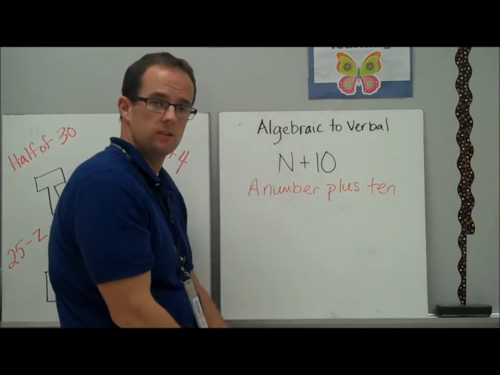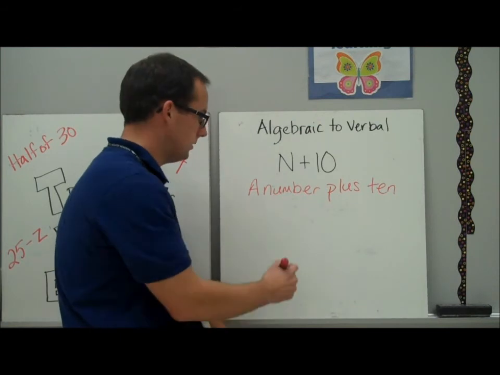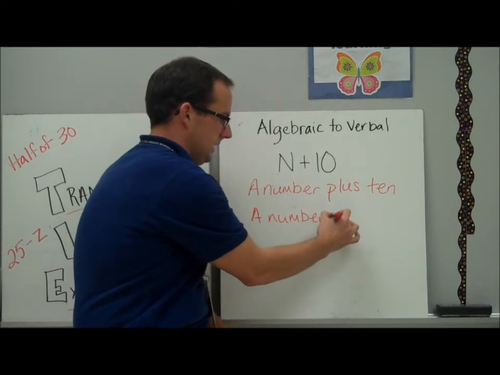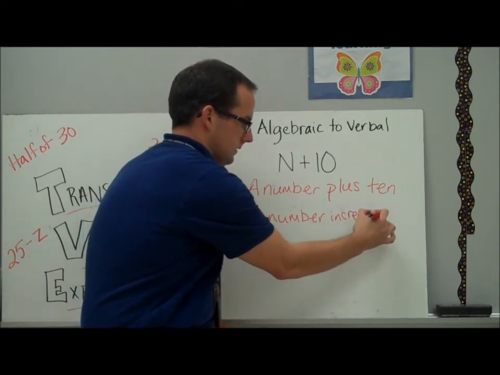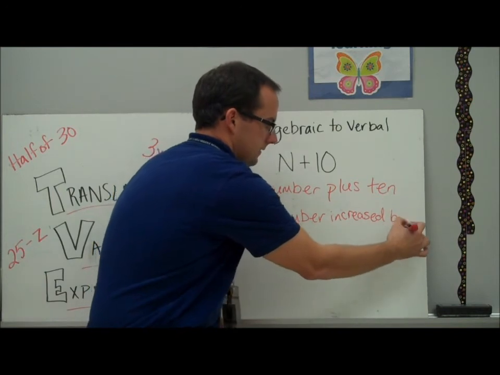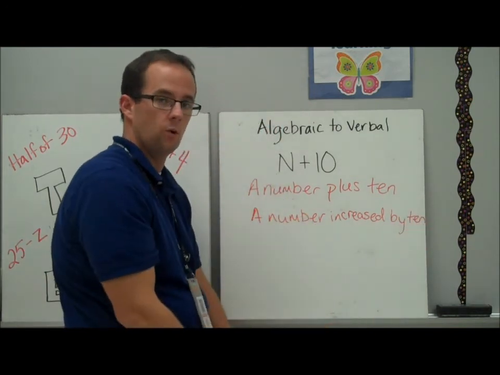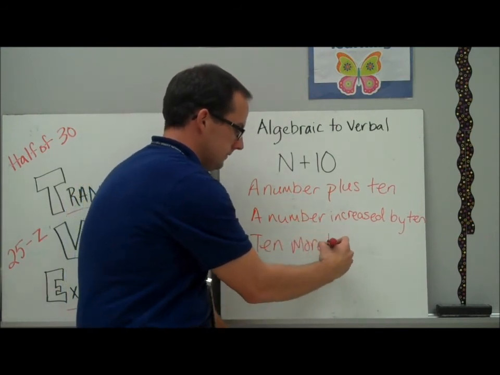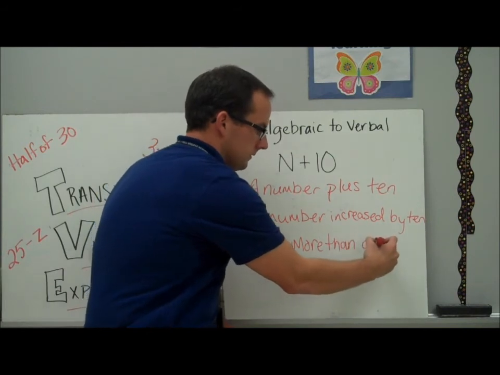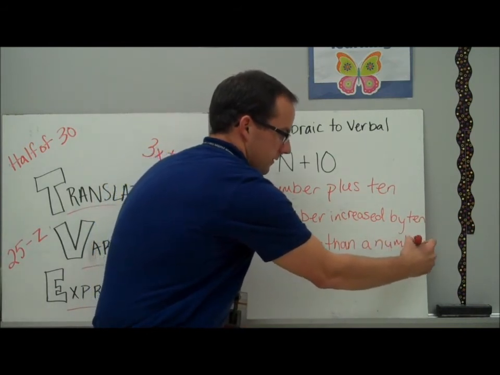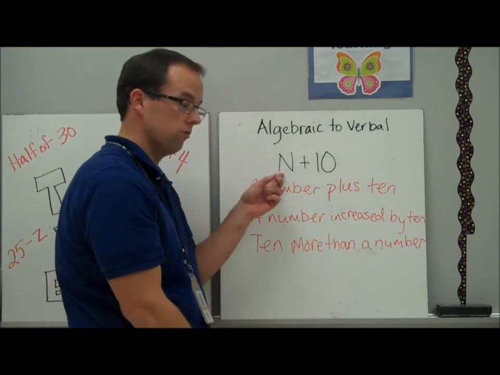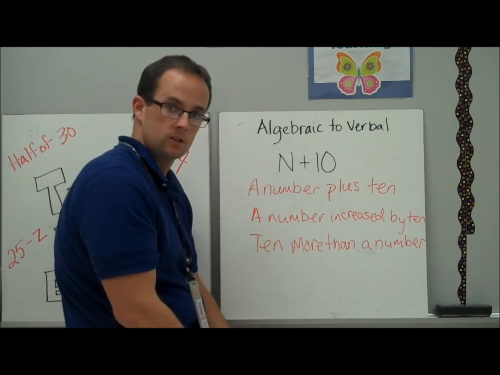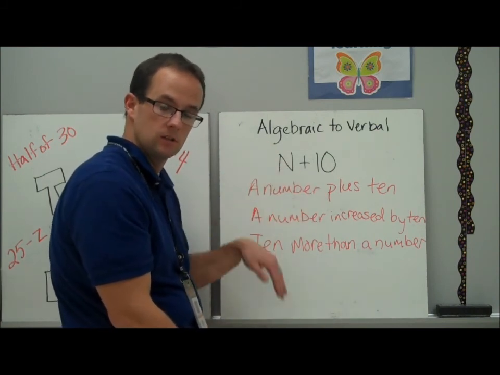Okay? There's other things you could do. There's words that mean plus that we could use. We could say a number increased by 10. Or we could say 10 more than a number. Okay? All we're doing is taking the letters, symbols, and numbers that they gave us and writing words for them instead. So we are translating the numbers, letters, and symbols into words.